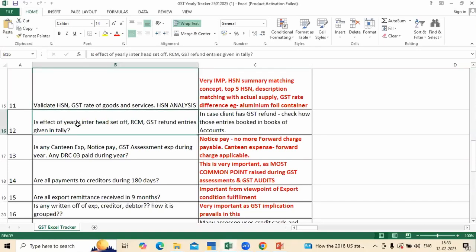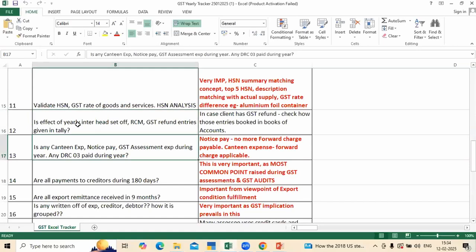Okay, now moving to the next: are the year-end adjustment RCM and GST entries given in Tally or not? What happens many a time is that the book balance differs from the portal balance. The reason is that the accountant has not posted the set of entries. The accountant has not posted RCM entries, or has forgotten to post the GST refund entries. So at year end, you should first check whether these adjustment entries are posted or not. If not posted, post them correctly.